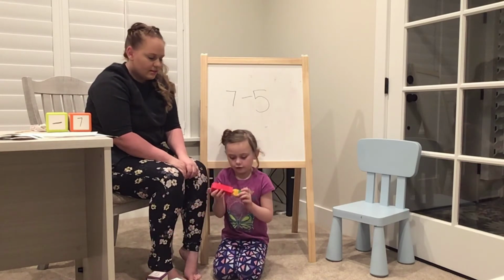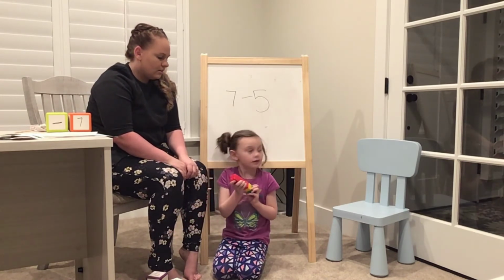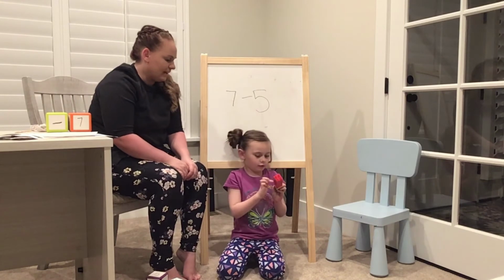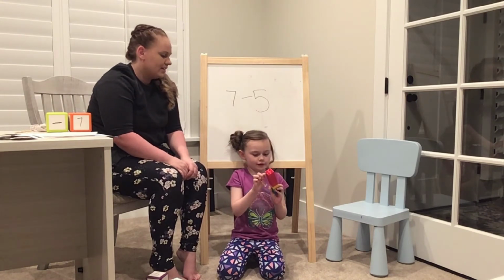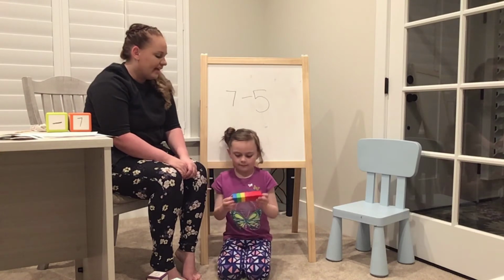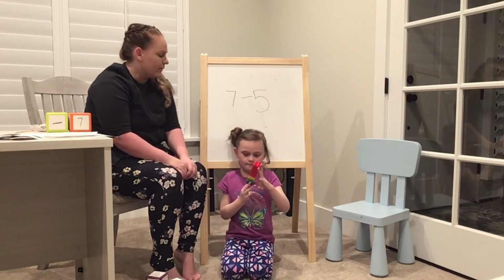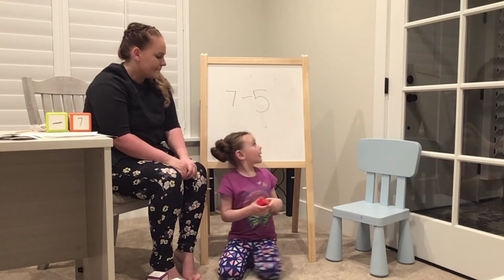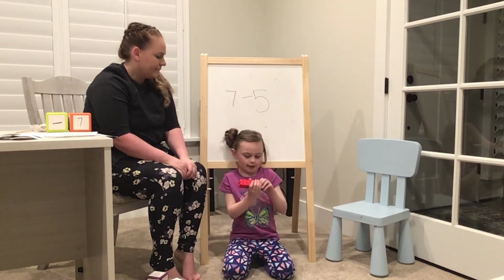Maybe do this. Let's see. That's going to be way too many. 1, 2, 3, 4, 5, 6, 7. Okay, perfect. So 7, and then there's your 7, and then you're going to take away how many? We are going to take 5.